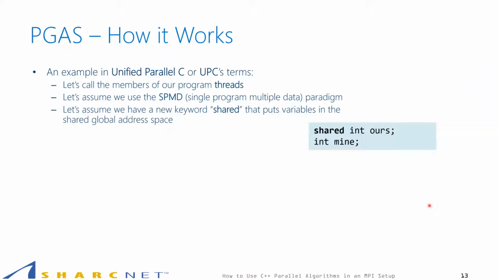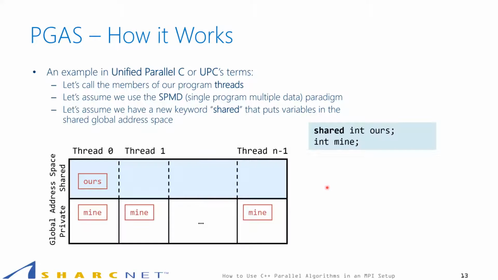So let's see how PGAS works in Unified Parallel C, or UPC, terminology. Let's call the members of our program threads. And let's assume we used the single program, multiple data paradigm. And let's assume we have a new keyword, shared, that puts variables in the shared global address space. So by having shared int ours and int mine, we have one copy of ours accessible by every thread, but it resides on thread 0.